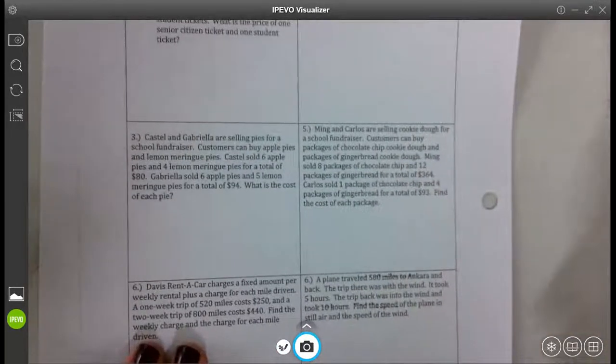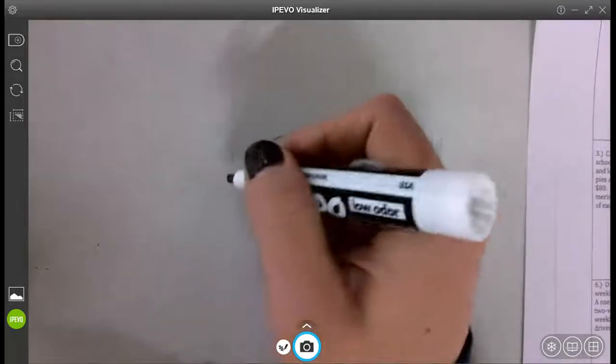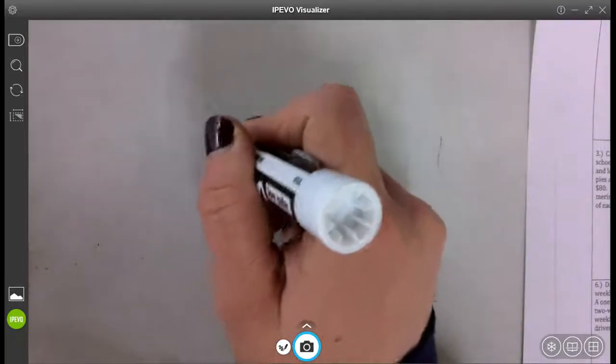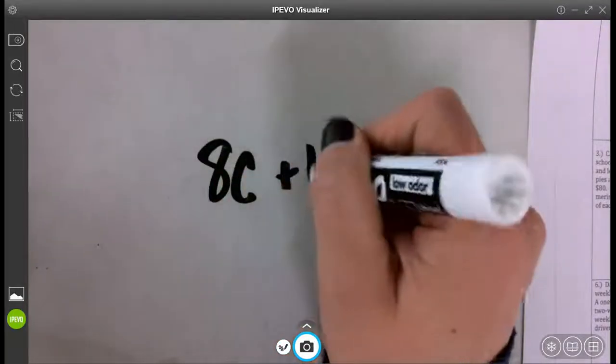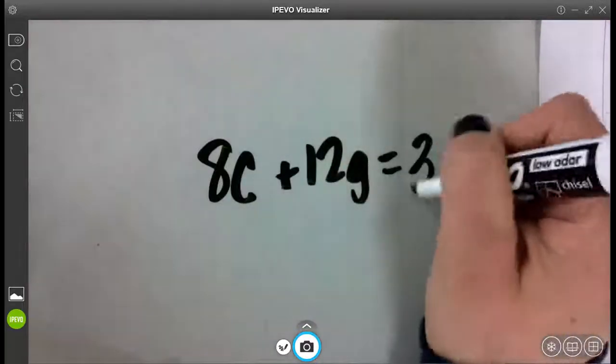Number 5, it says, even though it should be 4, Ming and Carlos are selling cookie dough for a school fundraiser. Customers can buy packages of chocolate chip cookie dough and packages of gingerbread cookie dough. Ming sold 8 packages of chocolate chip and 12 packages of gingerbread men for a total of $364. Carlos sold 1 package of chocolate chip and 4 packages for $93. Find the cost for each. So it says Ming sold 8 packages of chocolate chip and 12 packages of gingerbread for $364.